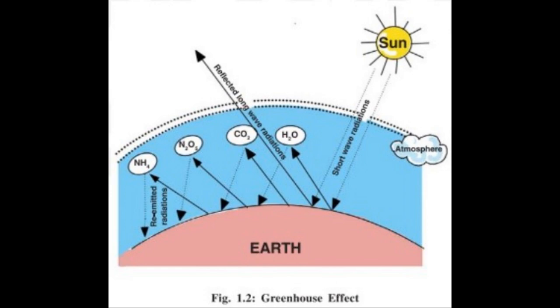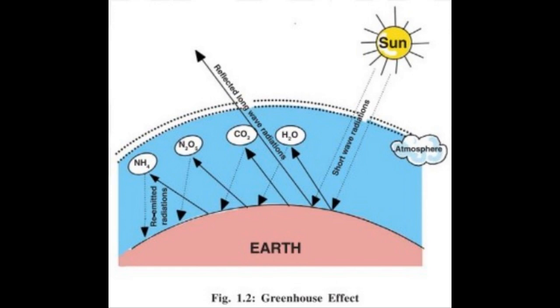These gases form a blanket over the Earth's surface and allow the shortwave solar radiations to pass through and fall on the Earth, thereby heating the Earth's surface. However, these gases do not allow the long-wave radiations reflected back from the Earth to escape into the space. These reflected long-wave radiations are emitted back to the Earth's surface by the greenhouse gases, thereby resulting in the buildup of temperature. Figure 1.2 provides a diagrammatic representation of the greenhouse effect. Look at the screen. Figure 1.2, Greenhouse effect.